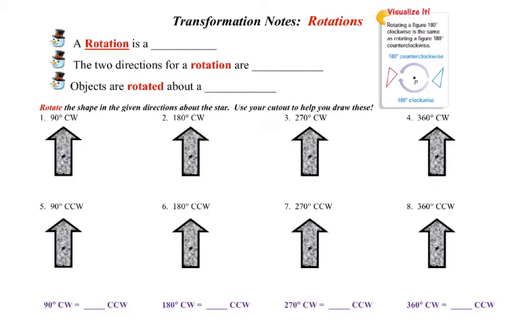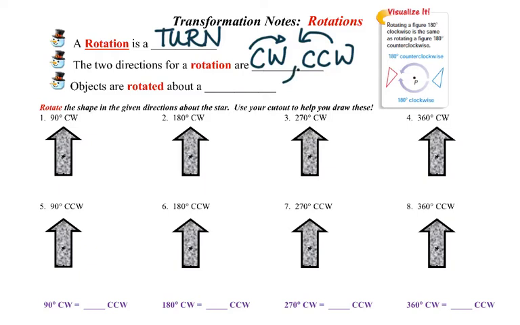Our next transformation is a rotation. Do you know what a rotation is? You're right, a rotation is just a turn. And there's two directions that we turn. We either turn clockwise, and I put the little arrow there, or counterclockwise. Those are our two directions, clockwise and counterclockwise.